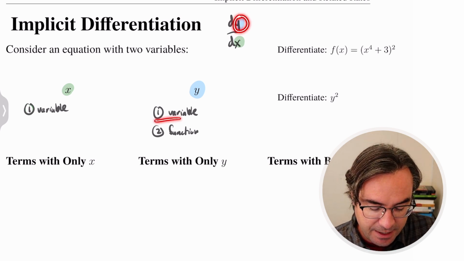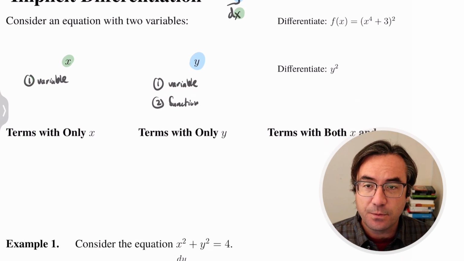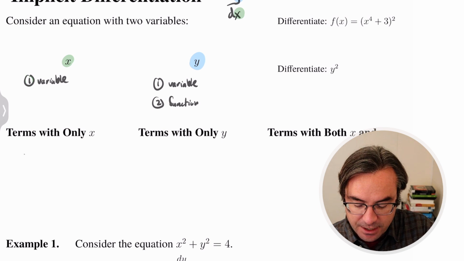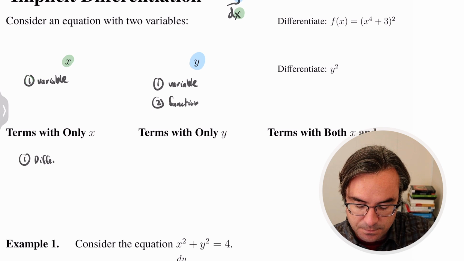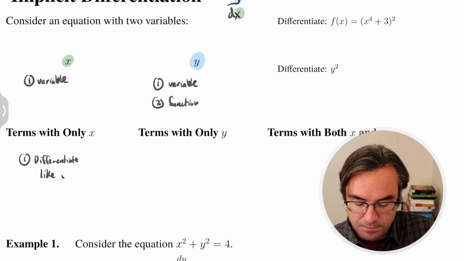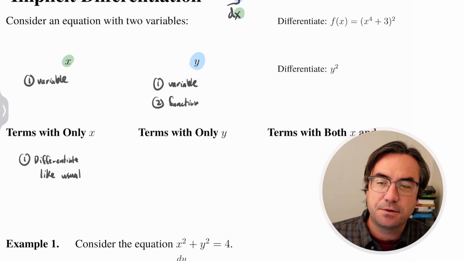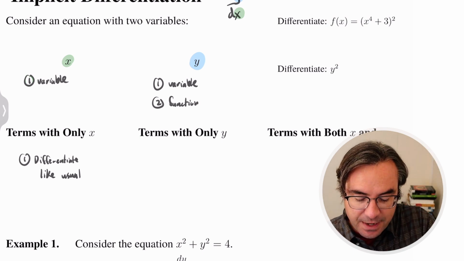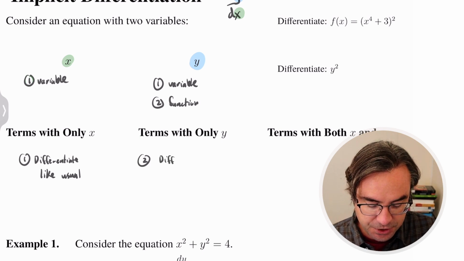And y is going to have kind of two roles. So when we go to actually differentiate one of these terms, we're going to differentiate our x term just like usual. So that's it. If we have a term involving only x's, then just differentiate like usual. All of our derivative rules apply. No big deal.